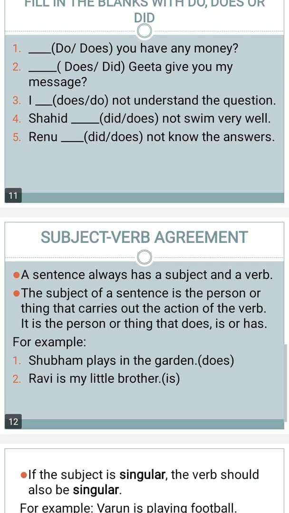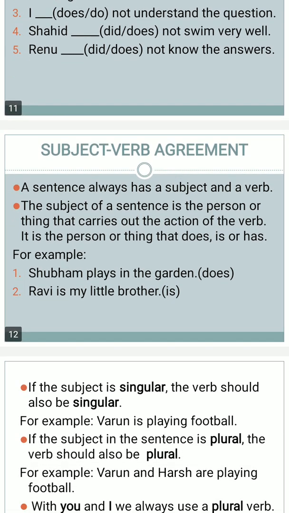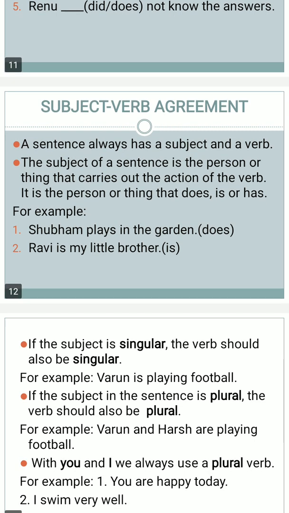Yes, students, next is the subject verb agreement. So we will learn about the subject verb agreement now. First of all, let me tell you that a sentence always comprises two parts. One is the subject and the other one is the verb. Subject means the person or the thing that is doing the action, that carries out the action of the verb. Subject is the one, maybe a person or a thing, that does the action, that completes the action.